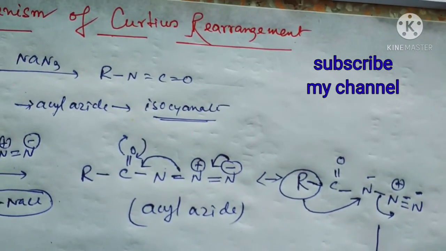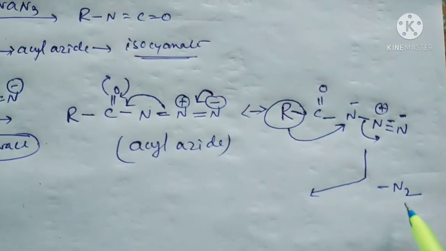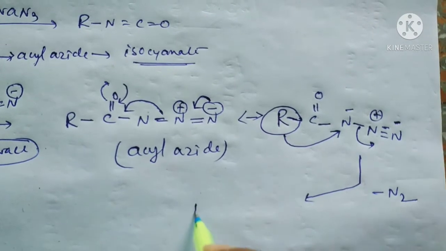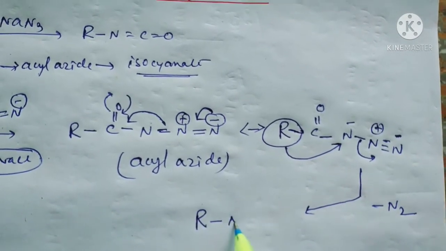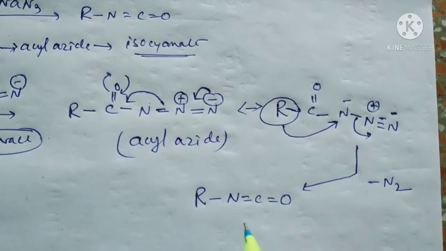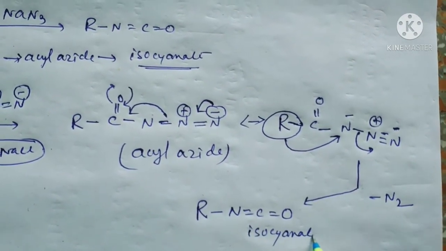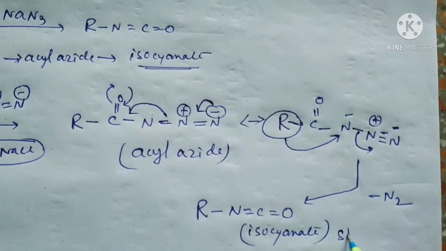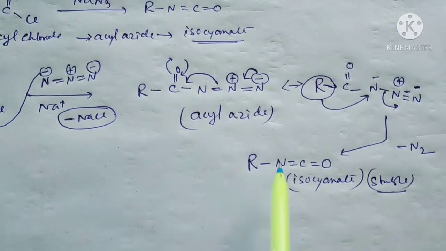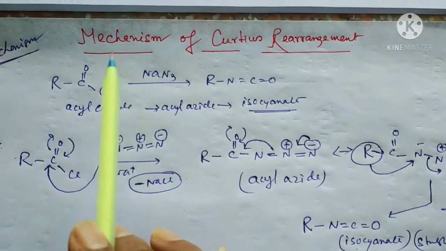So nitrogen gas gets out of this system, and this forms the stable R N double bond C double bond O. This is our stable isocyanate. Okay, and this one is very stable. So the formation of isocyanate from acyl azide, this is actually our Curtius rearrangement.